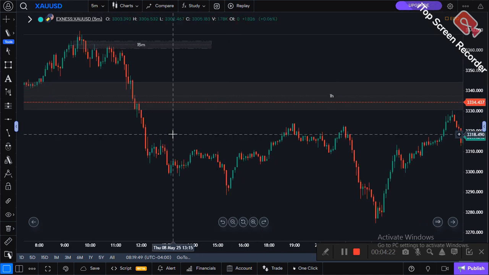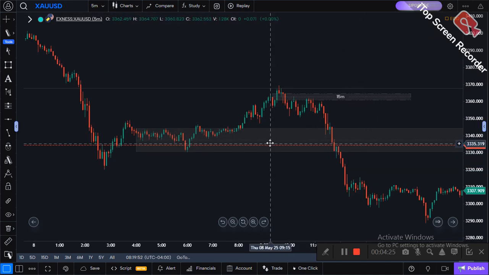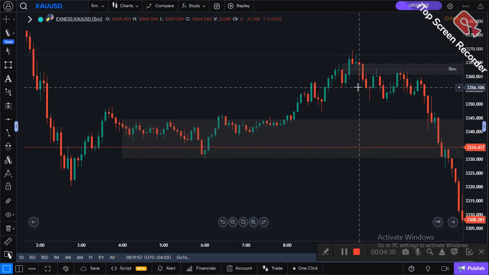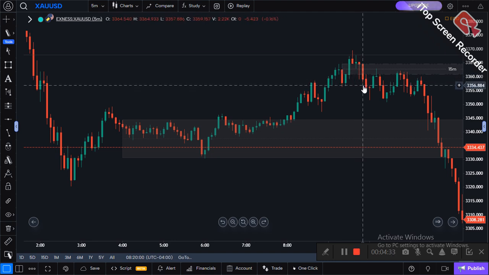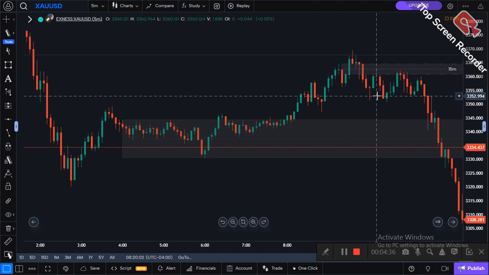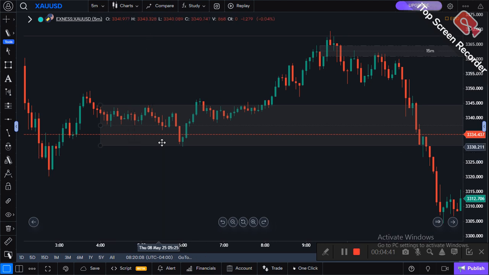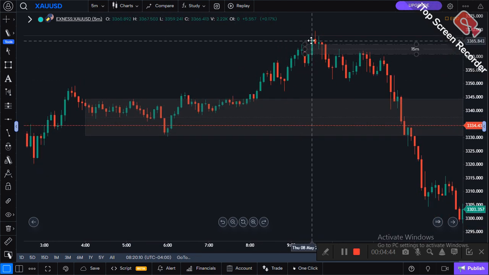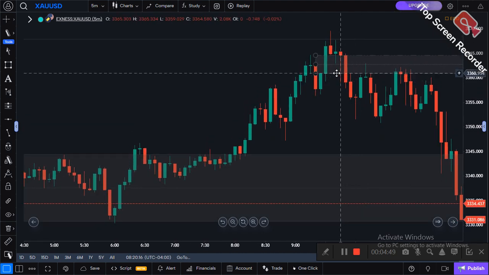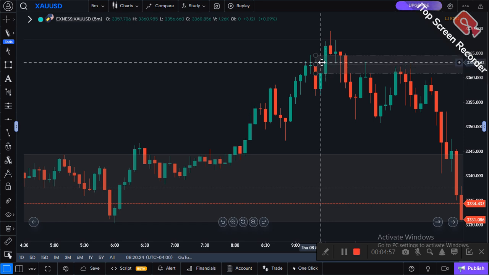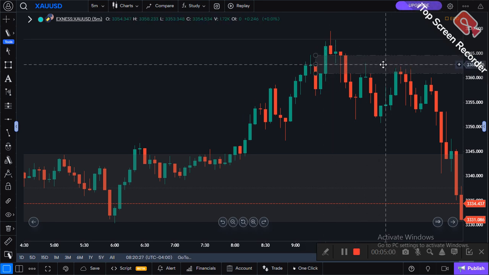So the main concept is, if you miss the entry, create another entry. Don't look for it, as I told you in the first part of this reclaim order block. So just create the entry. For example, what I mean by this: once I take my entry with that block, why am I saying this is a block? Because I use that as an inverted fair value gap.